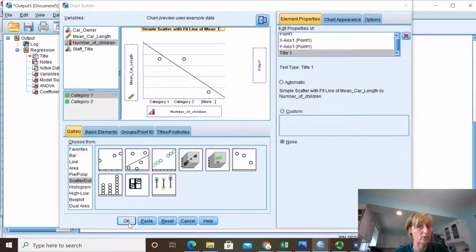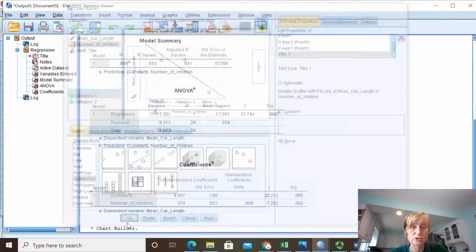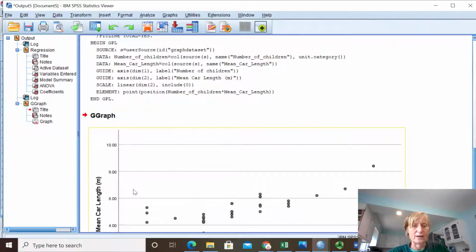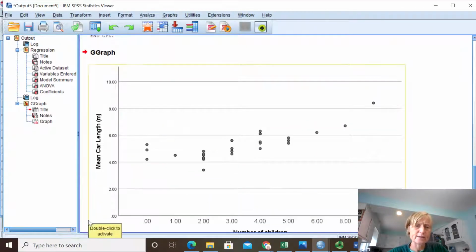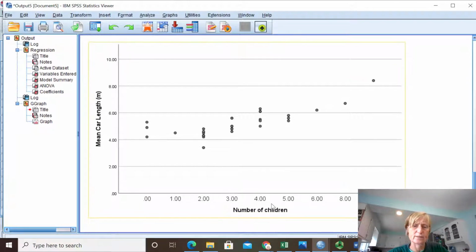So now I'm going to click OK, and it should pop up in my output screen. Here's my graph. Okay, so I can kind of see this relationship between the number of children and the mean car length. I can kind of see that there is a positive relationship. The more children you have, the bigger your car. And we found that this relationship is significant. The number of children one has predicts the mean car length. We found that with the regression analysis.